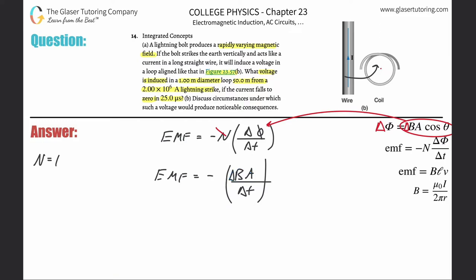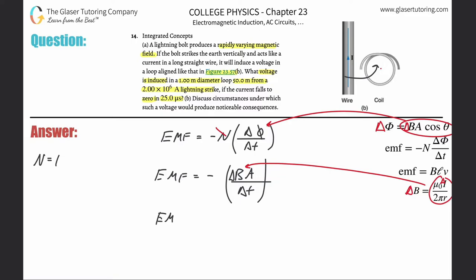So I know that the magnetic field that's produced inside the coil is a result of the current that's traveling inside of this lightning bolt. And we know a formula from the last chapter that deals with the magnetic field produced by a particular current in a wire. I have to realize that the magnetic field here is changing, and that's a result of the changing current. In other words, the current is this value in the lightning bolt, and then it goes to zero. So now I can substitute this in for my changing magnetic field.